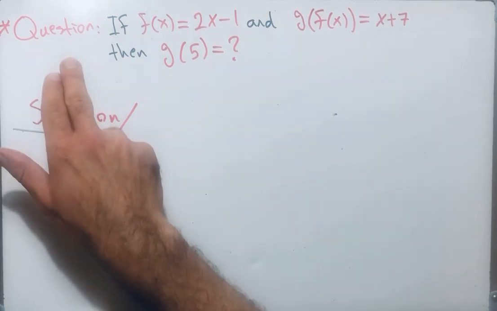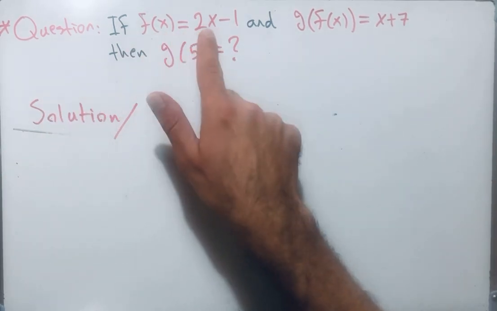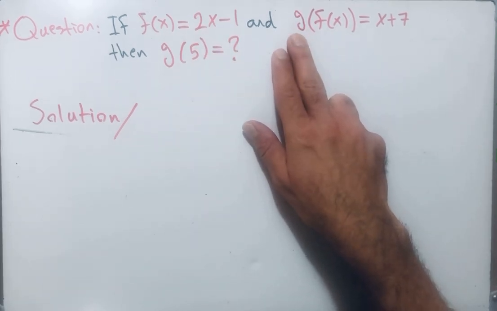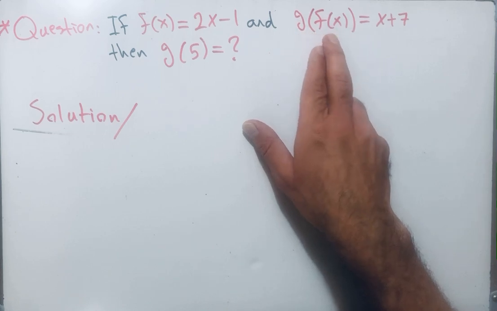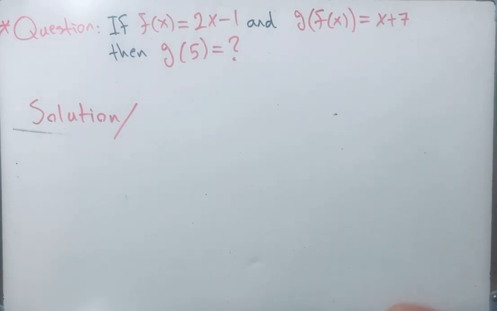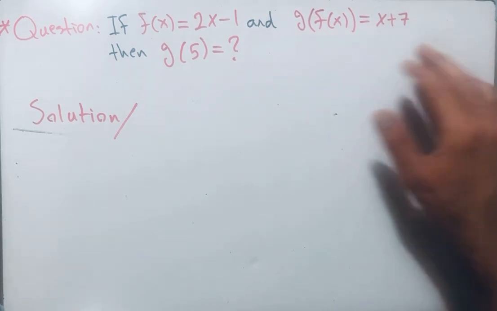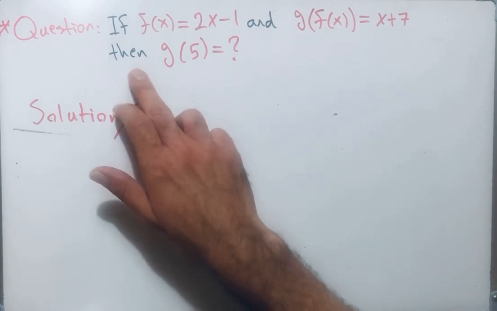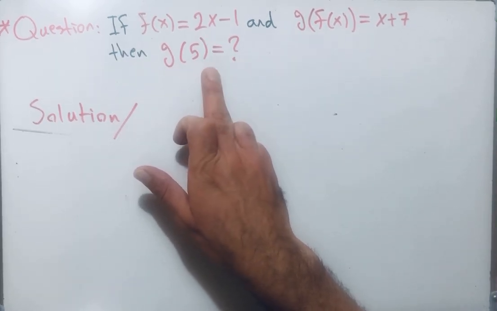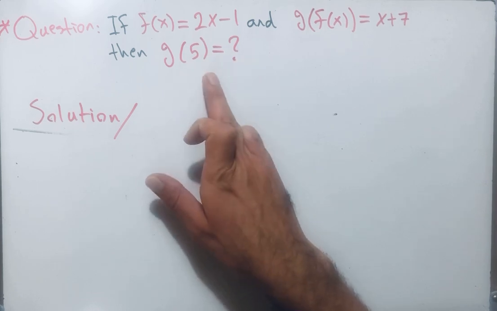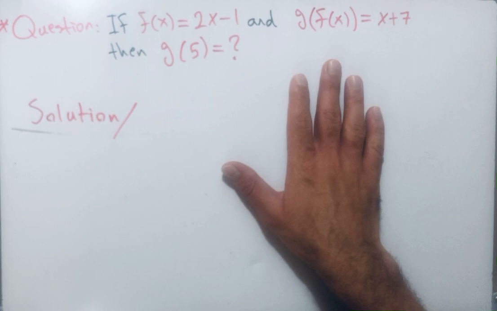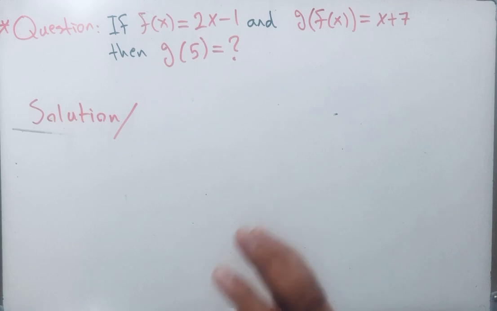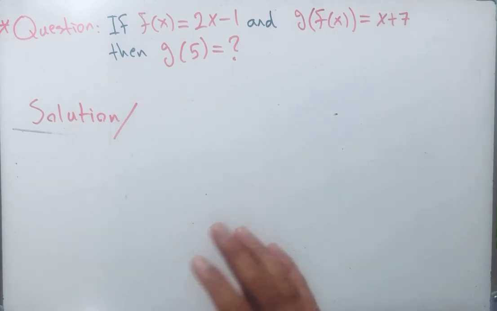So the question says if you have a function f that is 2x minus 1 and then you have the composition function g of f of x, so it's a composite of two functions. However, the composition is this, x plus 7, right? So the question says then g of 5 is what? Like, what number is g of 5? So as you can see from this question, it's a little bit tricky. However, I will try to provide a very quick and easy method for these type of questions.